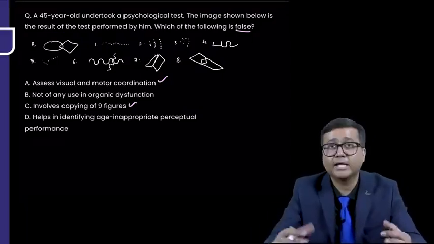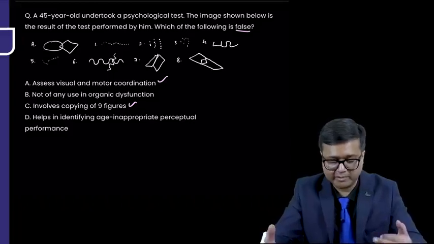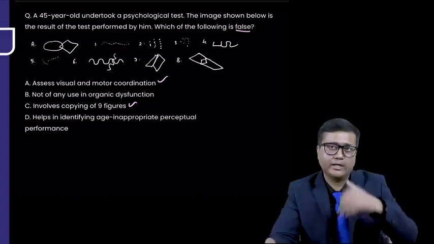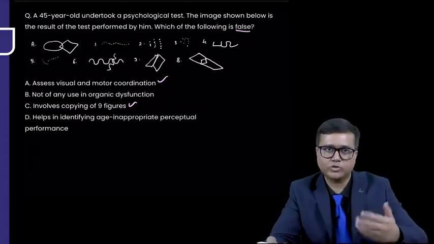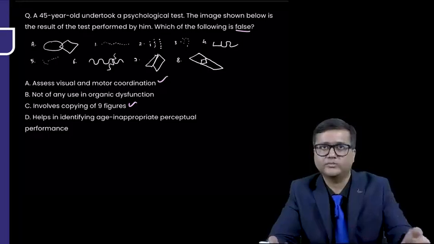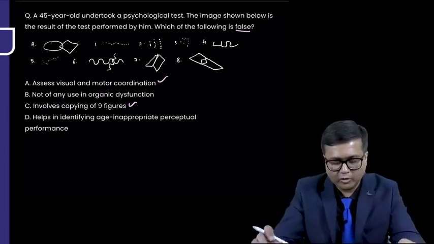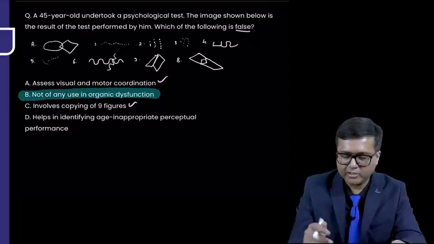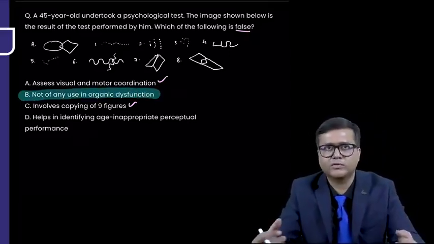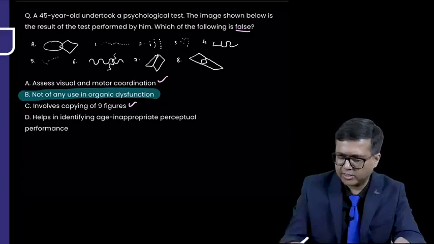Again, it is correct. It helps in identifying age-inappropriate perceptual performance. Yes, so in age-related perceptual performance this can also be used, because we are asking the person to copy certain figures. Now, it is not of any use in organic dysfunction. This option is incorrect. In fact, it is used as one of the screening tests for organic disorder. So this is the false statement.